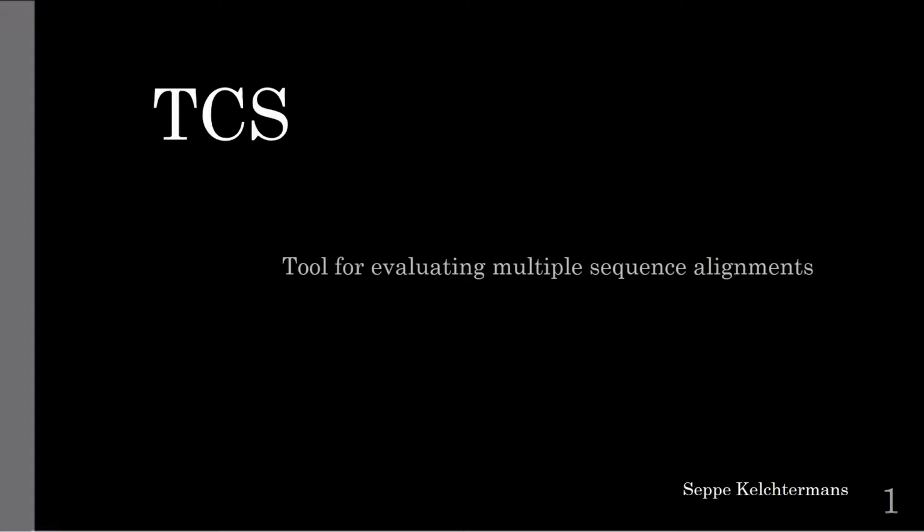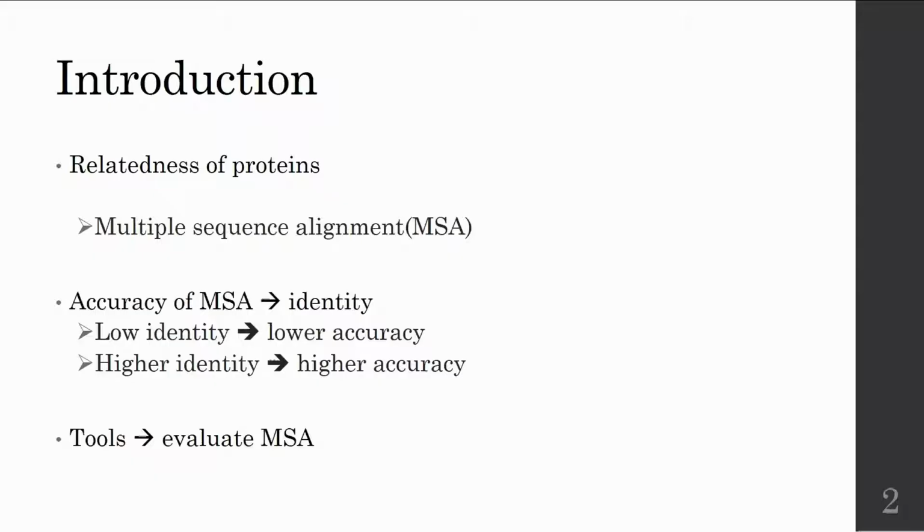Hello, I'm going to tell you a little bit about TCS, which is a tool for evaluating multiple sequence alignments. First, a brief introduction. The relatedness of proteins is a very interesting field in evolutionary biology, as it contains a lot of information about protein families, protein properties, if proteins have similar domains, or if they even have similar functions.